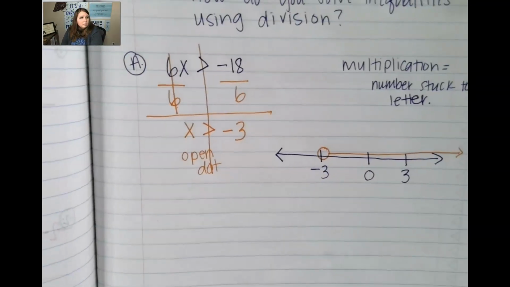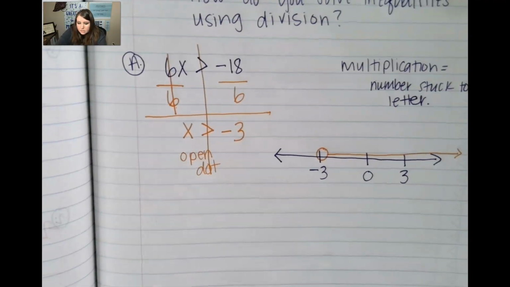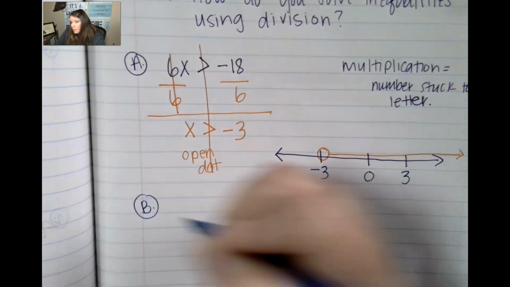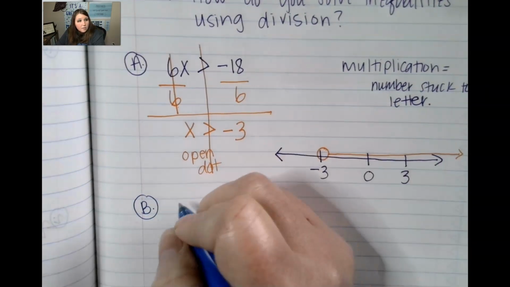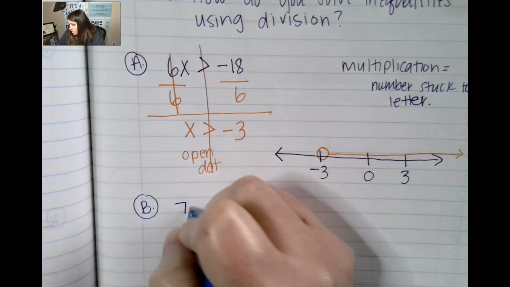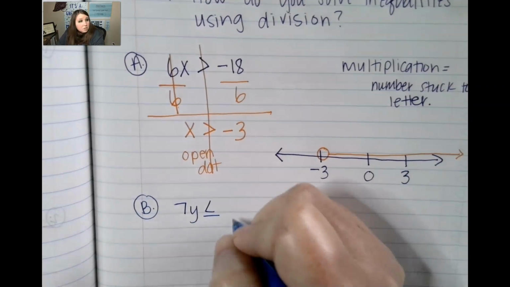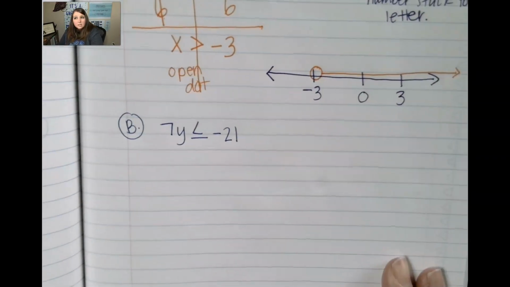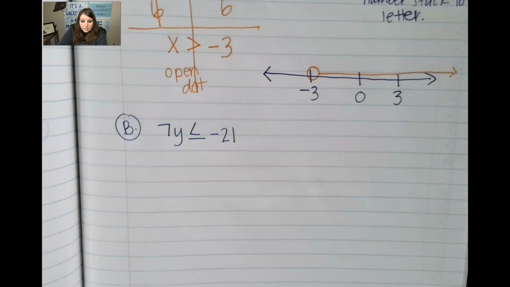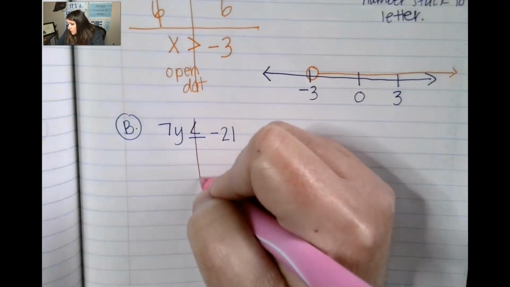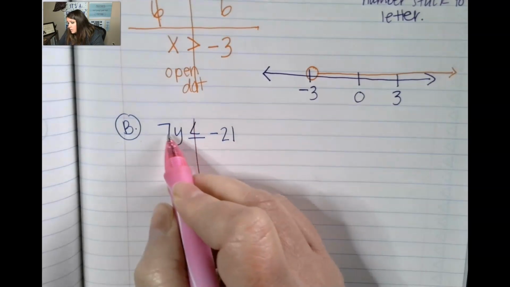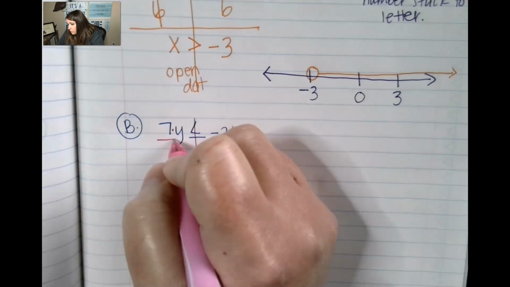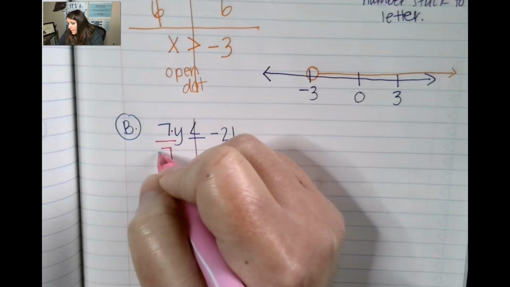All right, our next example that we're looking at. Example B tells us that 7y is greater than or equal to negative 21. So again, we're going to go ahead and solve this problem here. Right now we have multiplication. We have multiplying here, 7 times y. To undo it, we're going to do the opposite, which is divide by 7.